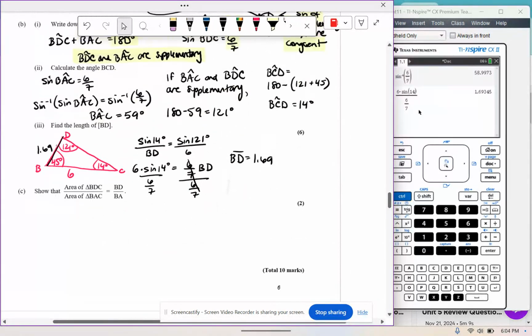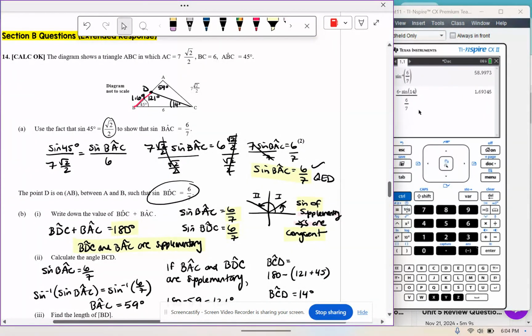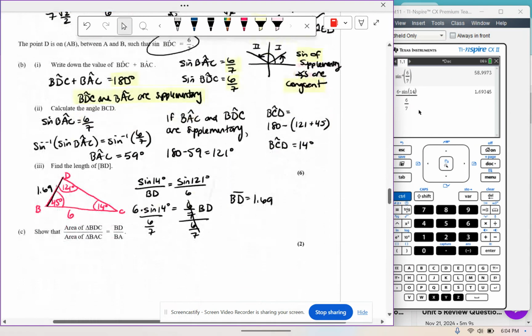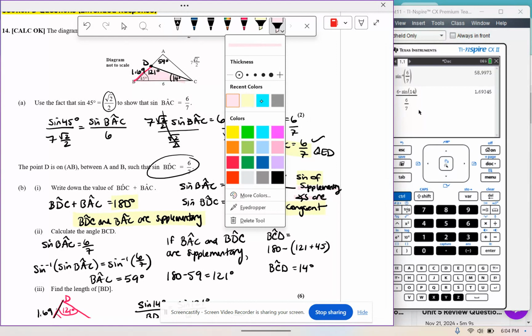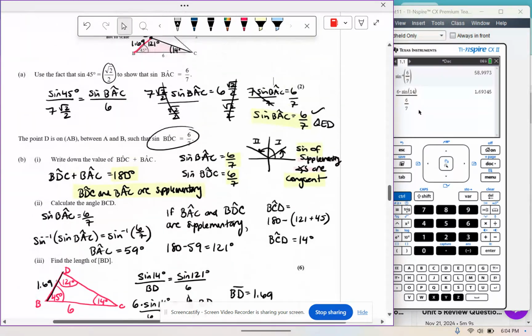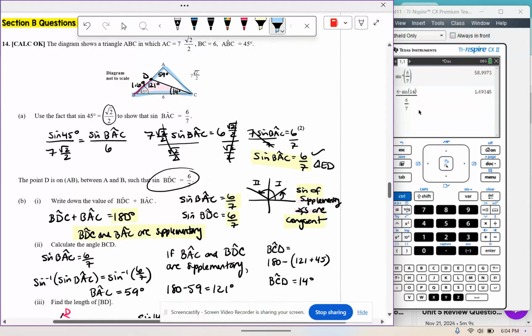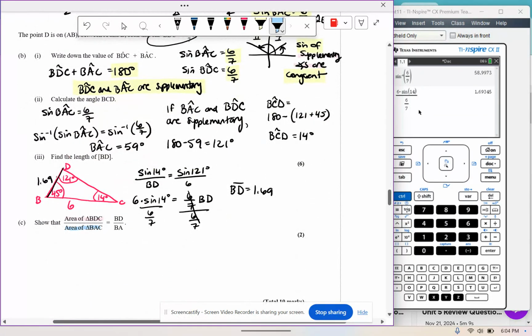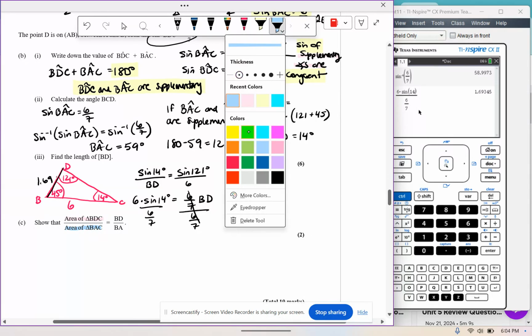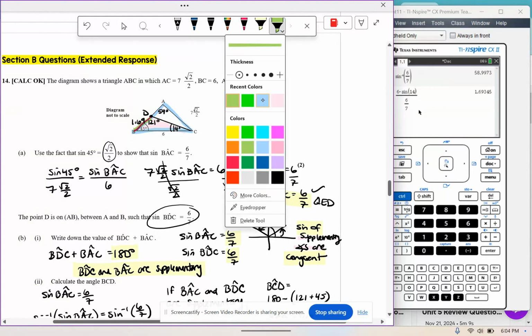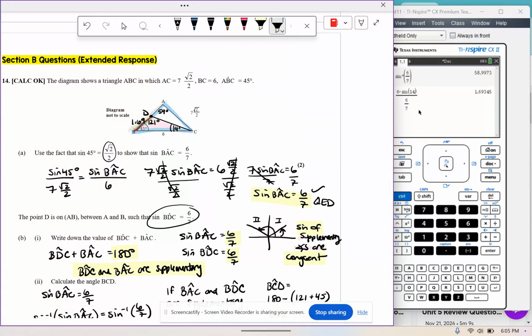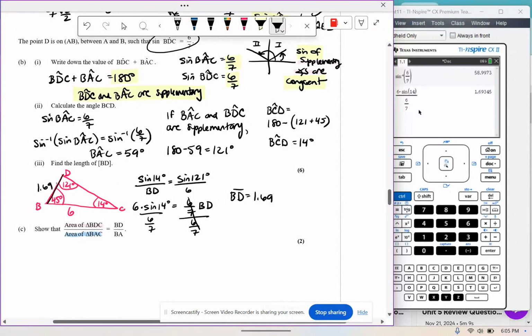Show that the area of triangle BDC, so the area of this guy, is proportional to BAC, so this thing as a whole, is proportional to BD over BA. Okay, so we already have BD, but I don't have any of the other stuff, so I'm going to have to calculate all of that.